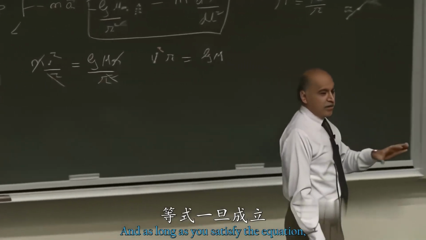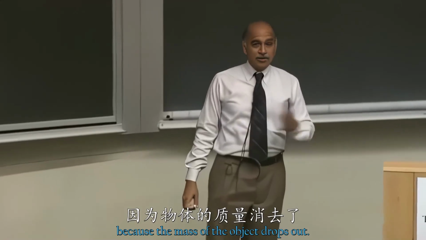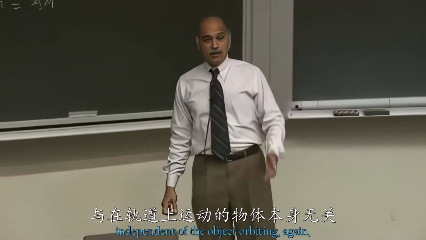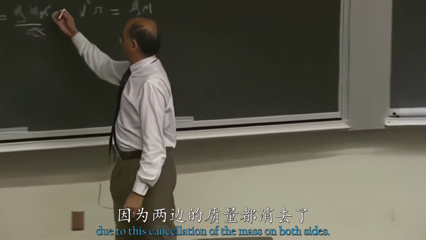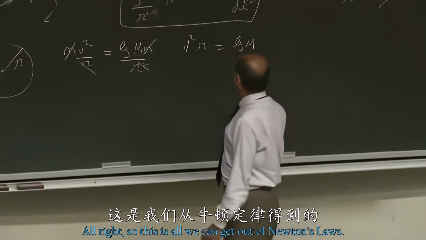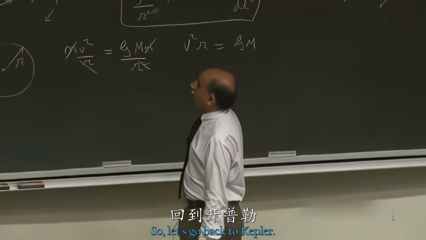And as long as you satisfy the equation, I don't care if the thing that's spinning is a satellite or a potato, because the mass of the object drops out. So the condition for orbit is independent of the object orbiting, again due to this cancellation of the mass on both sides. All right, so this is all we can get out of Newton's laws, and let's go back to Kepler.